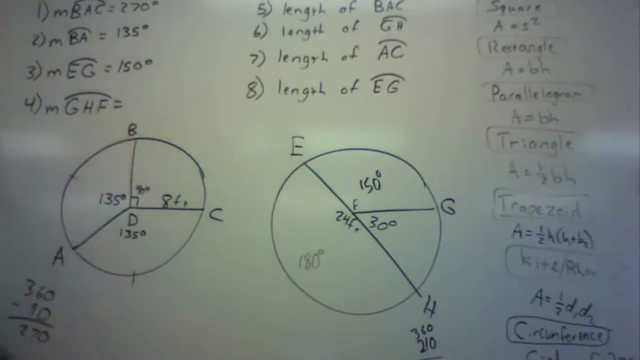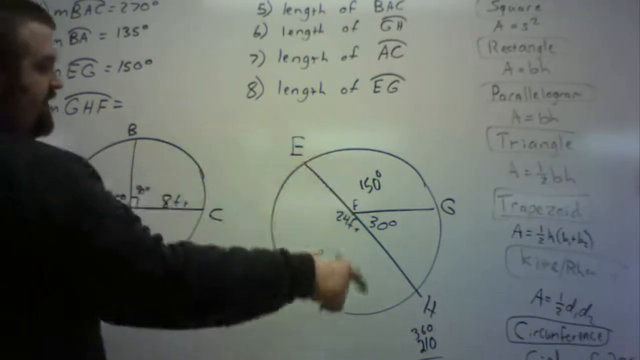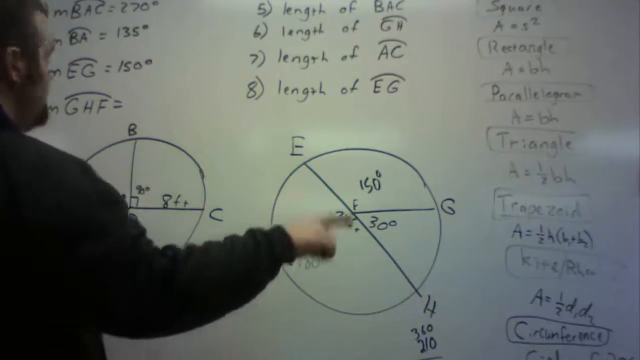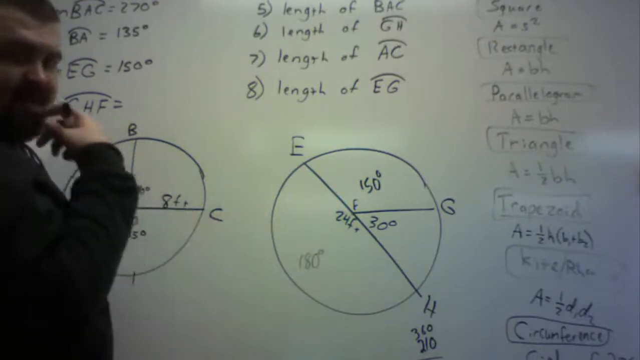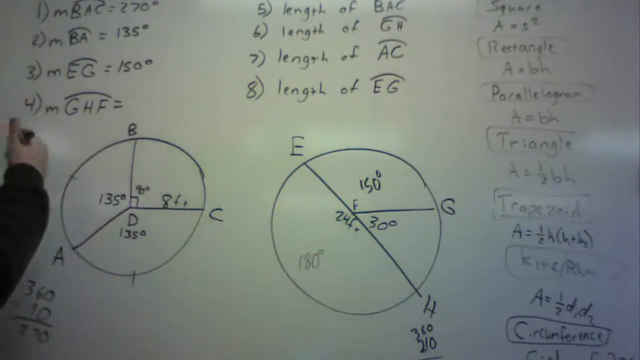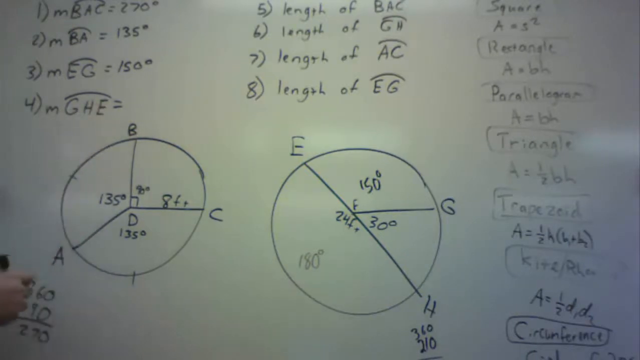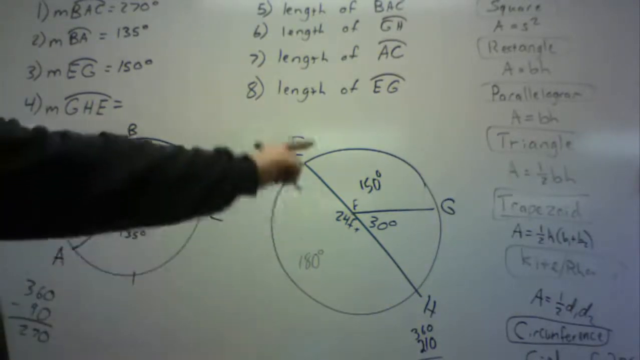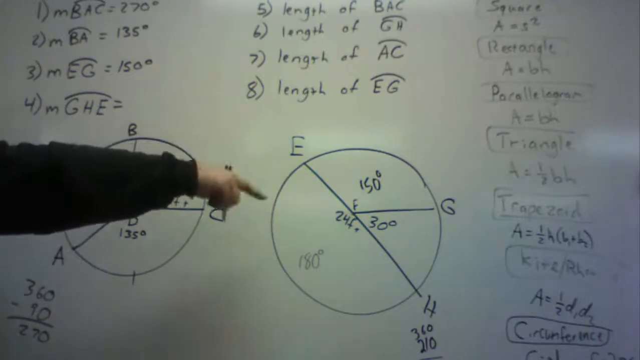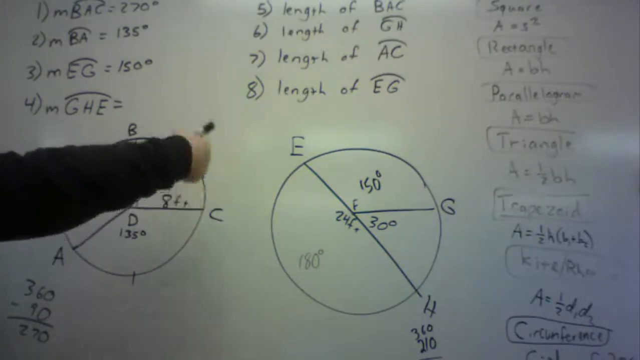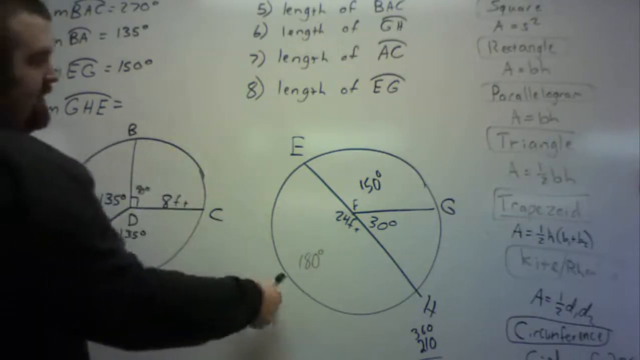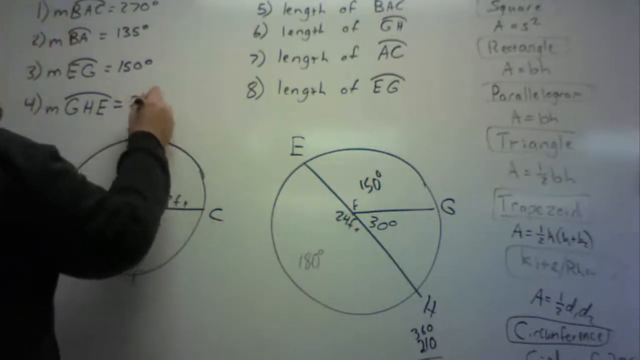Again, this is a chapter 10 problem, so these four were just review, and I'm not going to go into too much detail. Measure of arc GHF. Well, I don't see an F anywhere, so somebody made a mistake. I meant E. Measure of arc GHE. So arc GH is 30, arc HE, the semicircle, is 180, so 180 plus 30 is 210.